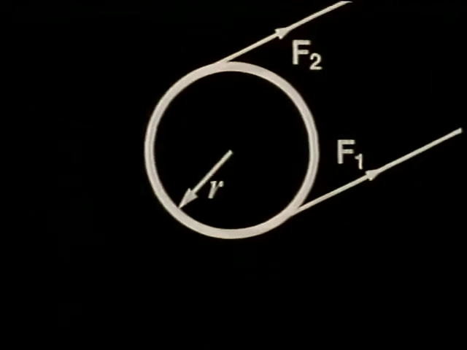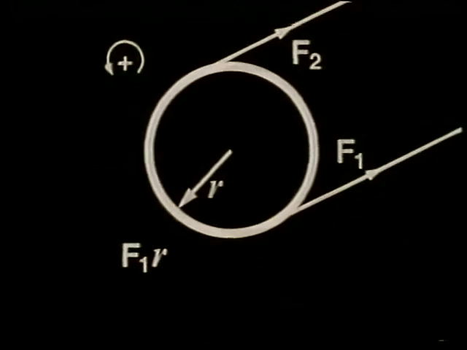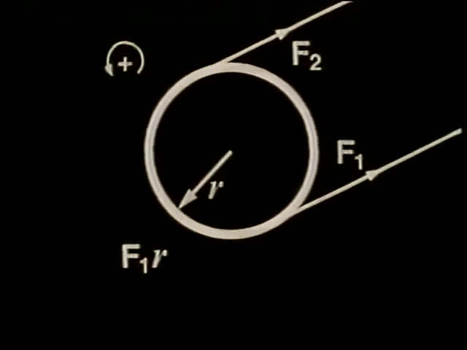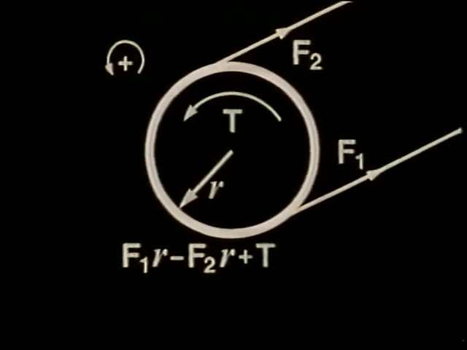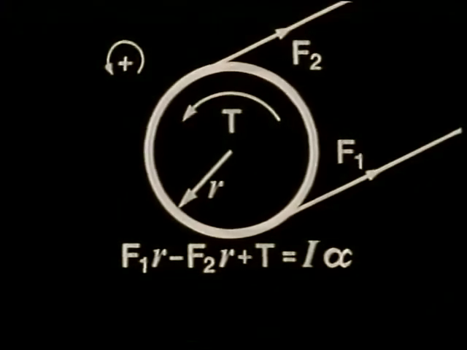Suppose F1 is the tension on one rope and F2 on the other, and the drum is of radius r. Well, taking moments about the center of the drum, with anti-clockwise being our positive sense, then the moment of F1 about the center is F1r, and of F2 about the center is minus F2r. If T is the torque applied to the drum, then the sum of the three turning moments must be equal to I alpha. I is the effective moment of inertia of the drum, and alpha is its angular acceleration.